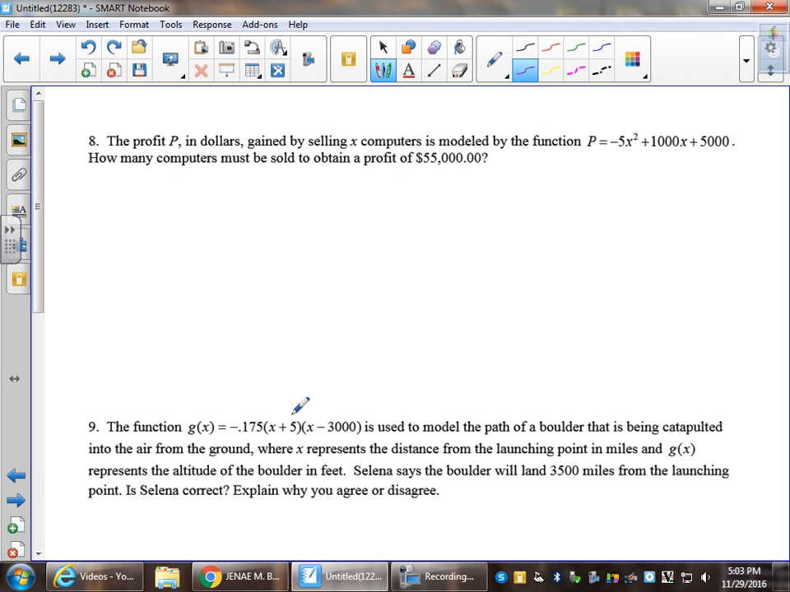Number 8, the profit P in dollars gained by selling X computers is modeled by the function. Gives me a function. Highlight it. How many computers must be sold to obtain a profit of $55,000? So X is computers. I'm told that. X is number of computers. And P, I'm told, is profit.